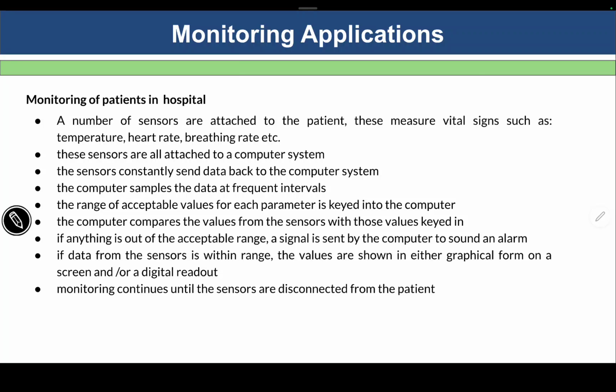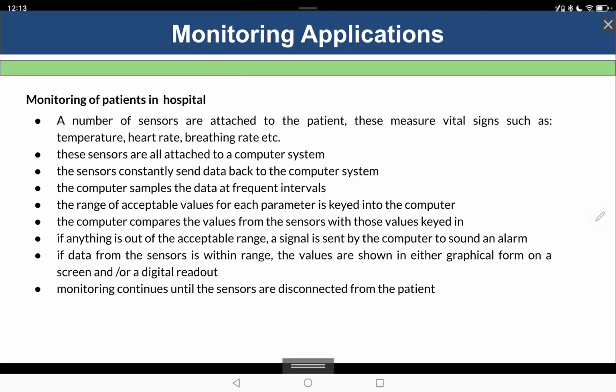Now let's look at some examples of monitoring applications for a patient in the hospital. In the hospital, there are a number of sensors attached to the patient. The function of these sensors is to measure vitals such as the temperature, heart rate, breathing rate, and so on. And these sensors are attached to the computer system, so that the sensors can send data back to the computer system. The computer samples the data at frequent intervals. The data that is received is sampled at different intervals.